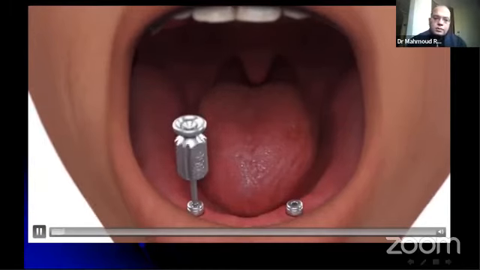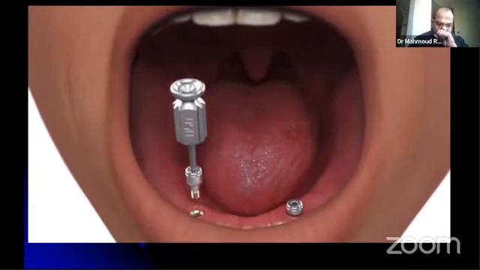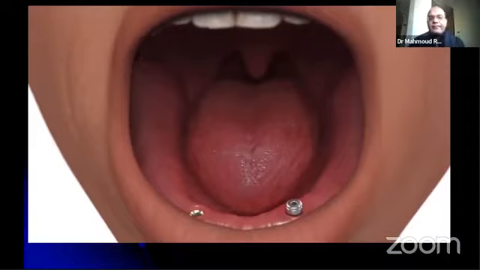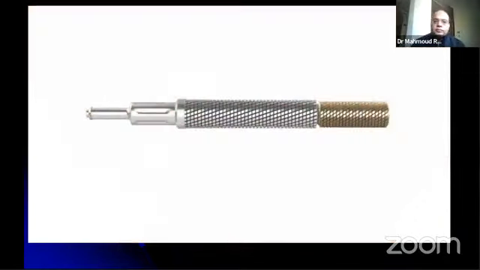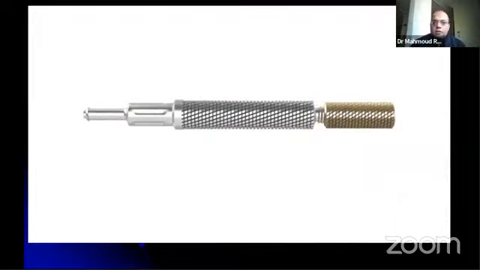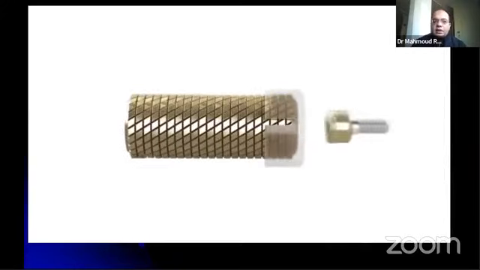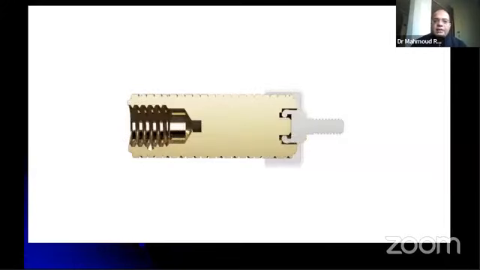We reflect the flap first. Remove the healing abutment and confirm that the prosthetic platform is free of any bone or soft tissue debris. Remove the hand driver from the locator core tool. By using the hand driver here, we insert the locator and rotate it by hand inside the patient's mouth.